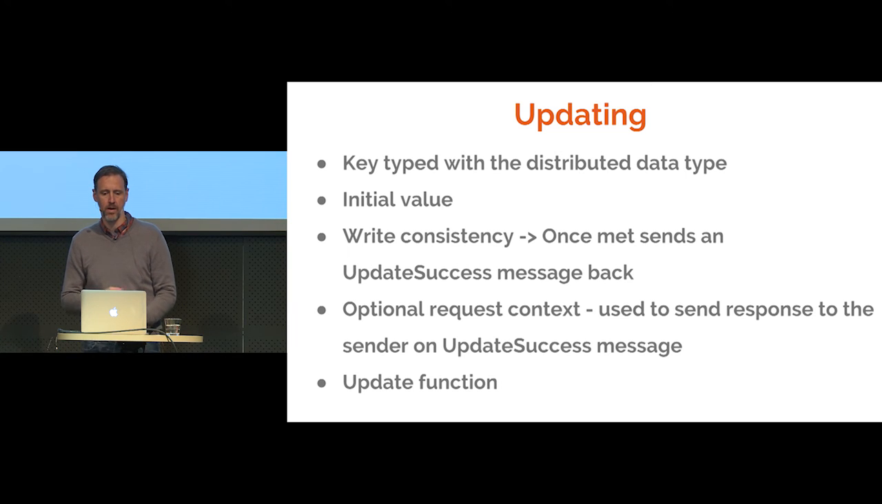For update, I create an update message that's keyed on the distributed data type. I set the initial value, the write consistency, and then my request context. Then I send the replicator this update message, and it's going to update my local cache and then disseminate that update across the network.